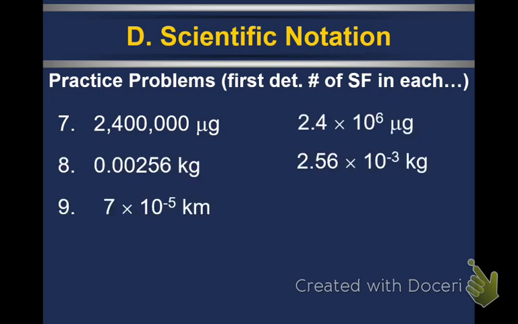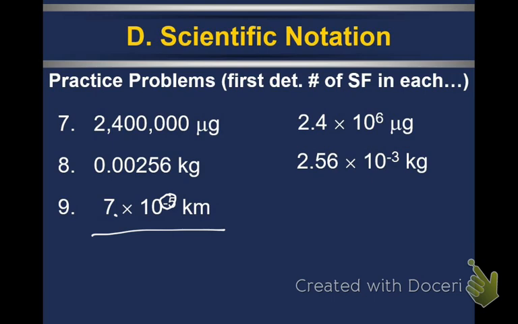Let's come down to this one. Number 9. I give you scientific notation, and you need to give me what it would look like if I wrote it all the way out. So where is my decimal right now, the invisible decimal? Right after the 7.